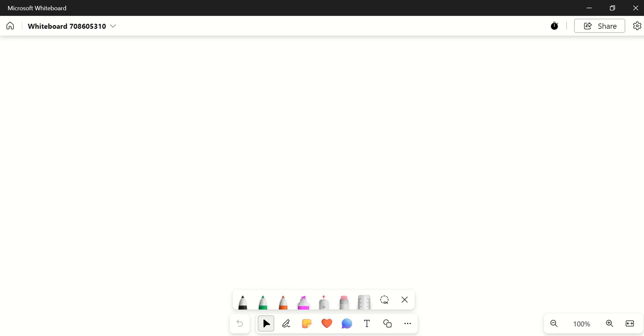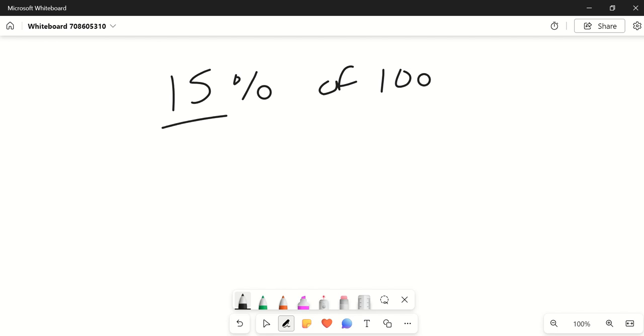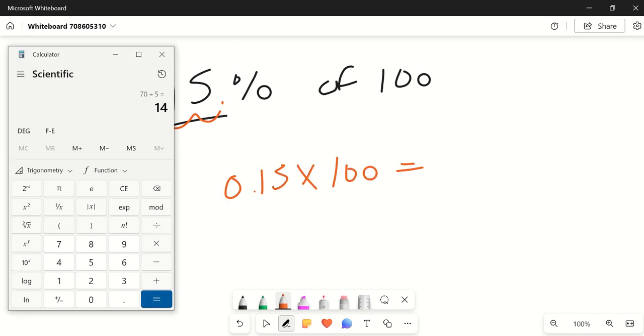15% of 100. Now, this one's pretty easy. Anytime they ask you for a percentage of 100, it's just going to be that number. So, as a decimal, this would be 0.15 times 100. Guarantee you this is going to equal 15. 0.15, let's clear, 0.15 times 100 equals 15.